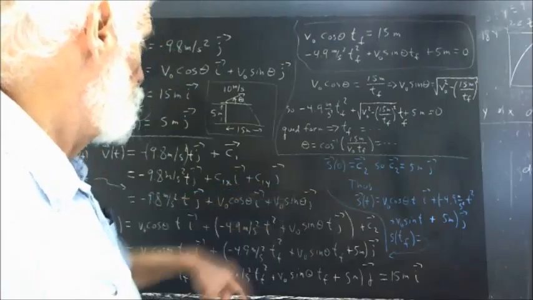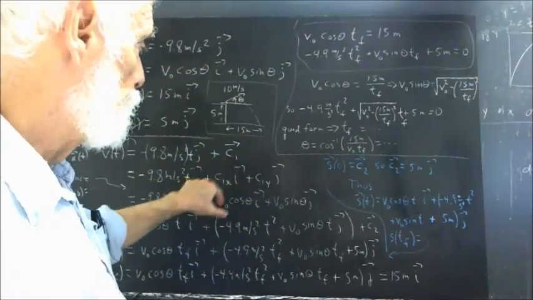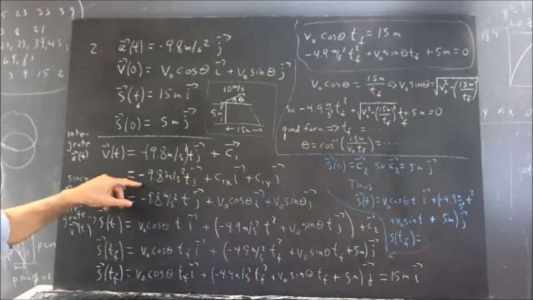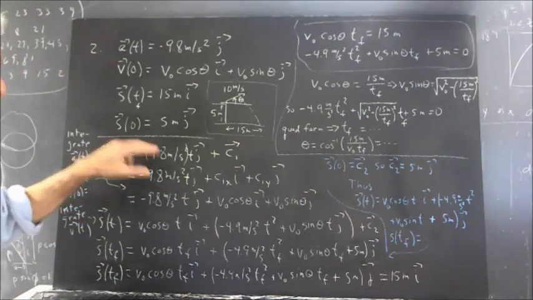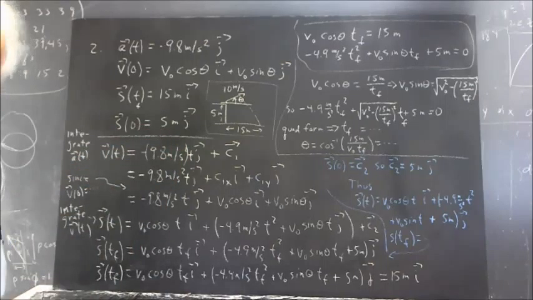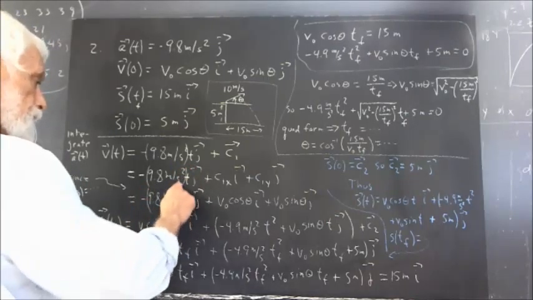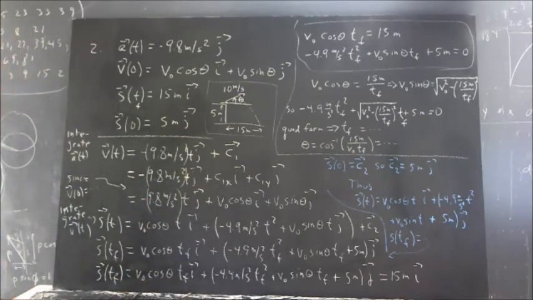Just to be sure that we understand that this constant vector has an i and a j component. And of course the j component also has a negative 9.8 meters per second squared times t multiplied by j. I put parentheses here so that t doesn't look like part of the units, and the same thing here.